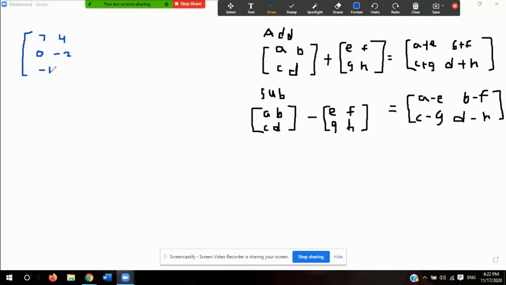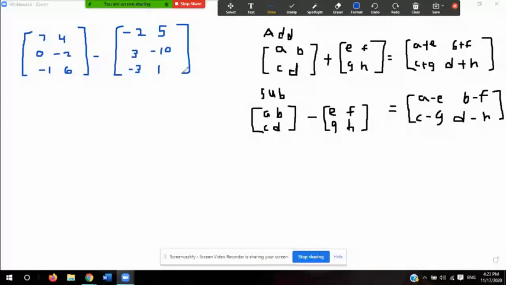Negative 1 and positive 6, minus negative 2, 5, 3 and negative 10, and negative 3 and 1.